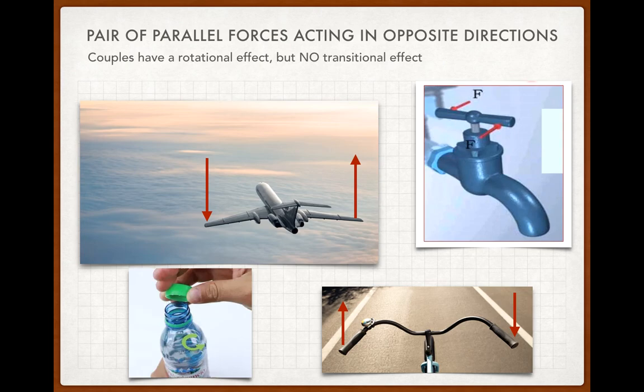You'll notice as well that I've got another image, which is a bottle cork or bottle top after being rotated off a bottle. When you rotate the bottle cork off, you exert a couple on the bottle cork. Two parallel forces acting in the opposite direction allow you to rotate the cork off the bottle, but don't push the bottle forward or backwards.